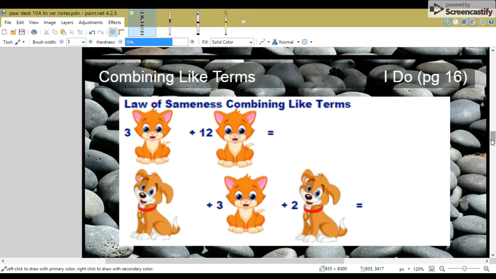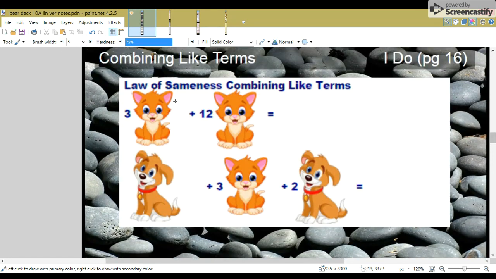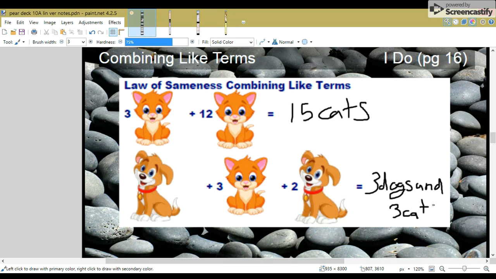Okay, now write this out. Combining like terms. We're going to combine like terms. 3 cats plus 12 cats is 15 cats. 1 dog plus 3 cats plus 2 dogs is 3 dogs and 3 cats. And is also known as the plus sign here.